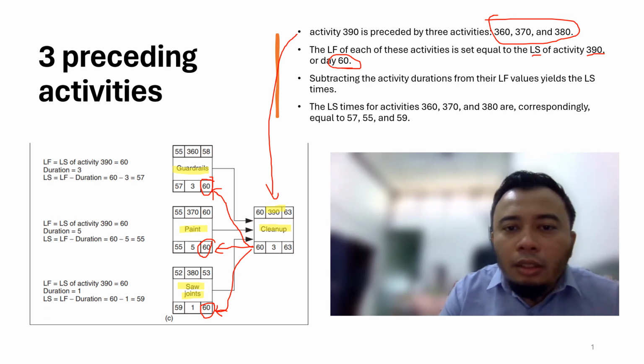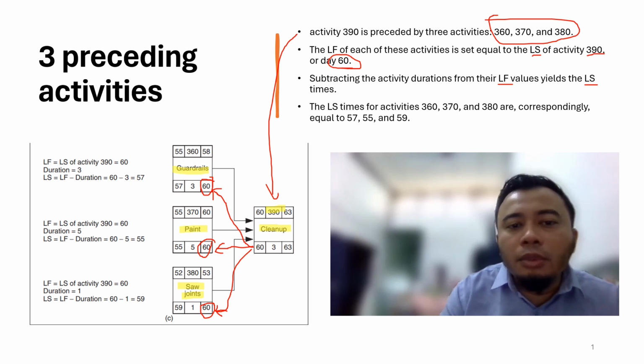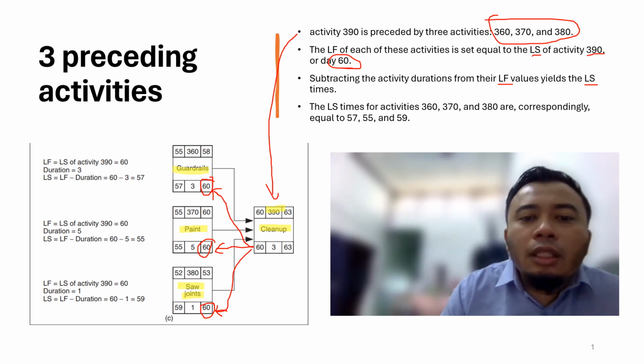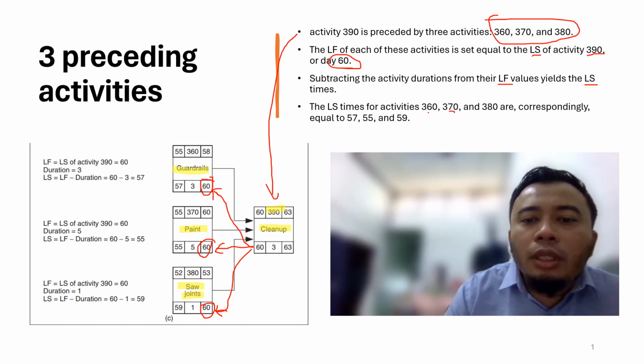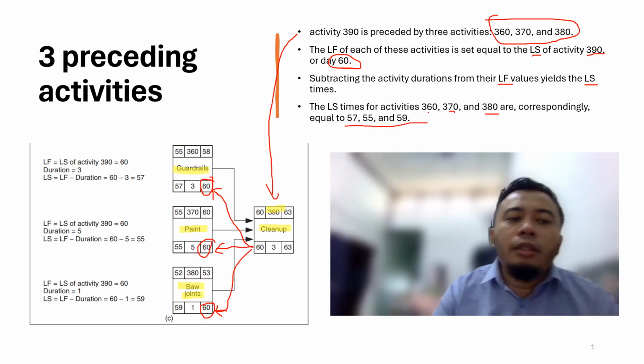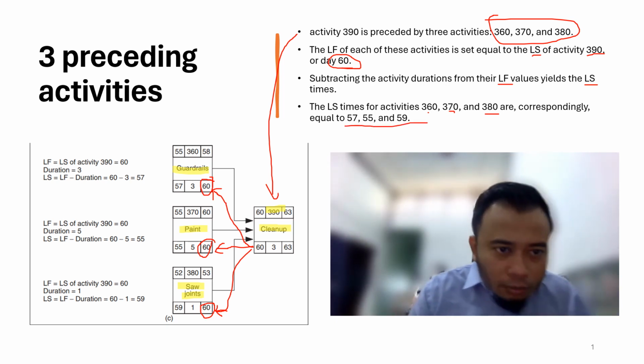So subtracting the activity durations from their LF values yields the late start time. So by subtracting the duration from the value of late finish, you can get the late start times. So the late start times for activities 360, 370, and 380 are correspondingly equal to 57, 55, 59. Let's take a look in detail.